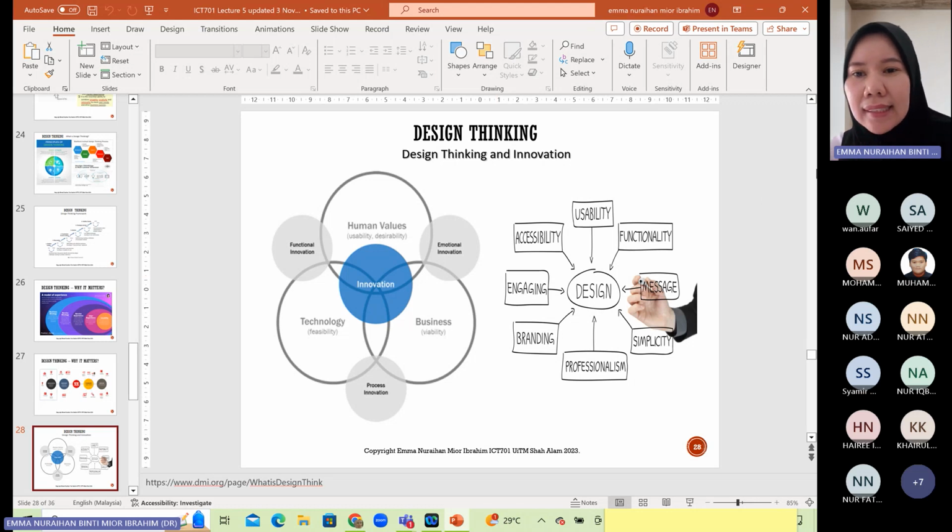So, design thinking, alright. Design for usability, functionality, accessibility, especially for those who are mentally challenged, physically challenged and all that, the disabled. Design that is engaging, with branding, professionalism, simplicity, message. So you look at Apple products, what else is very popular, Starbucks, what else, some of the cosmetics, the famous cosmetics.